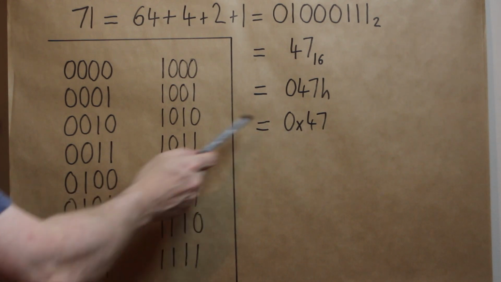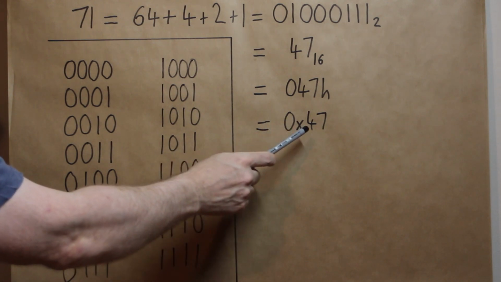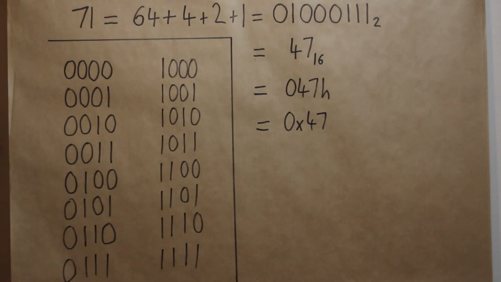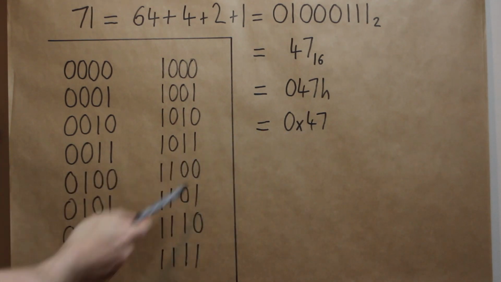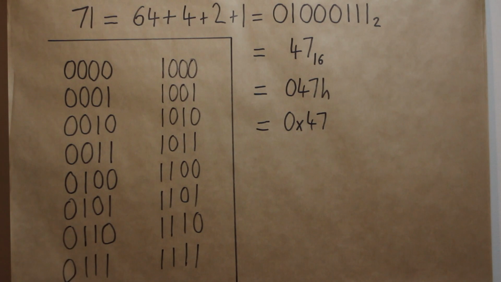Now, the other way of writing it is like this. This is 0x47. This 0x at the front is a way of telling the compiler that this is a hexadecimal number. It just has 2 digits, same as all the other representations here, and the digits are 4, 7. So these are the 2 ways that we can write hexadecimal numbers on a computer.